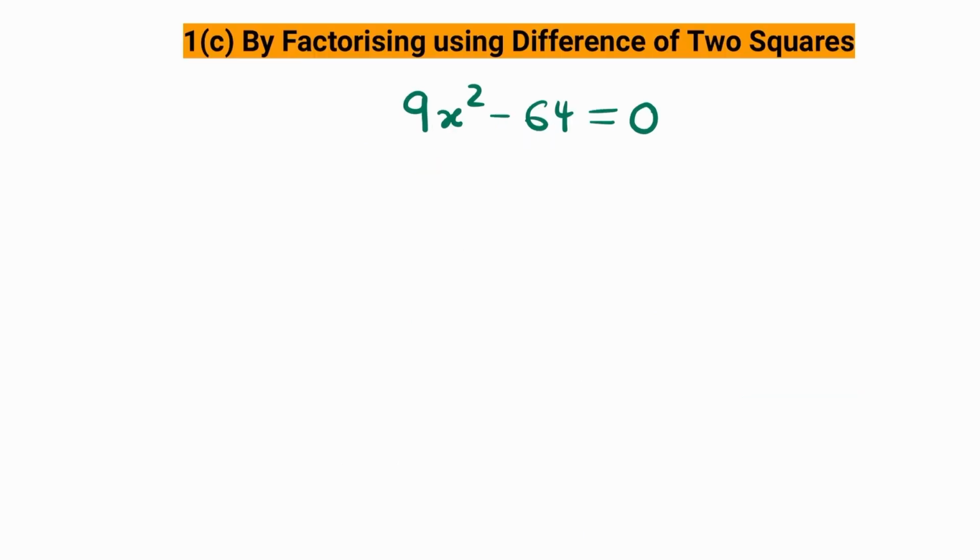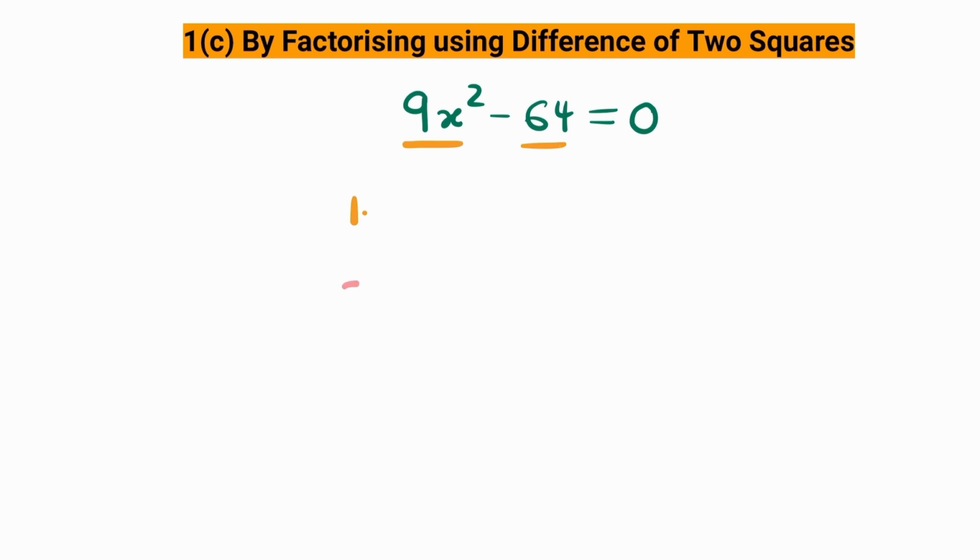Let's move on to our third method of solving quadratic equations by factorizing, which is using the method difference of two squares. In order to apply this method to solve quadratic equations, we should satisfy two conditions. Number one is that both of these terms should be perfect squares. We will see if they are perfect squares when doing this example.